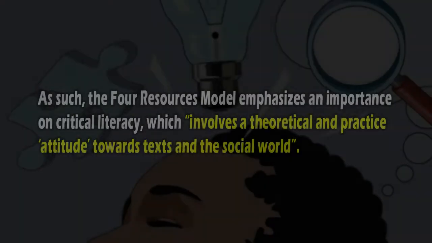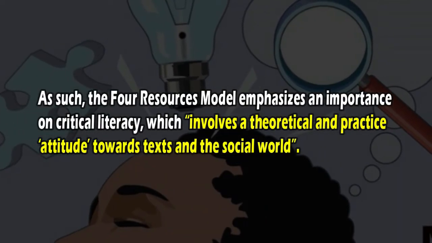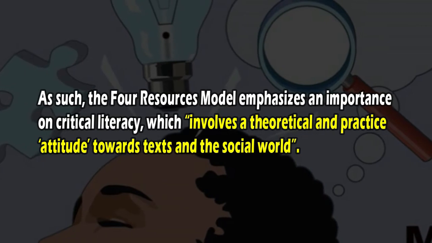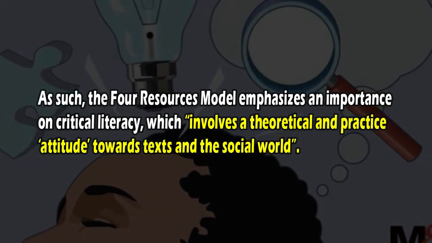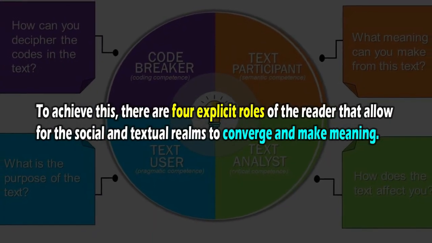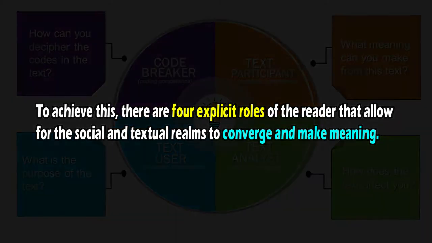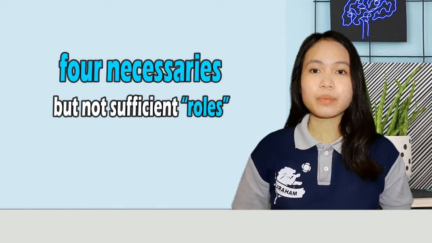As such, the Four Resources Model emphasizes the importance of critical literacy, which involves a theoretical and practical attitude towards text in the social world. To achieve this, there are four explicit roles of the reader that allow for the social and textual realms to converge and make meaning. Luke and Freebody 1999 have outlined four necessary but not sufficient roles for the reader in a postmodern text-based culture.